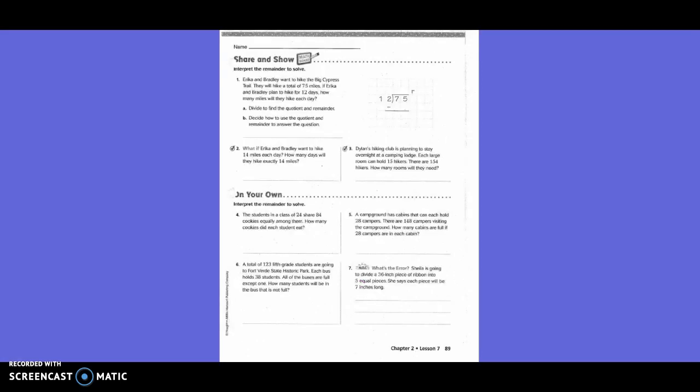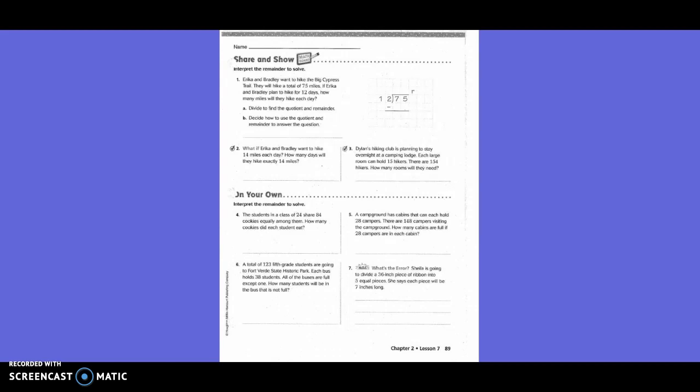Share and show. Interpret the remainder to solve. Erica and Bradley want to hike the Big Cypress Trail. They will hike a total of 75 miles. If Erica and Bradley plan to hike for 12 days, how many miles will they hike each day? So first of all, we need to divide, right? Then we're going to decide if we're using the quotient, the remainder, go up 1, or do a fraction, right?